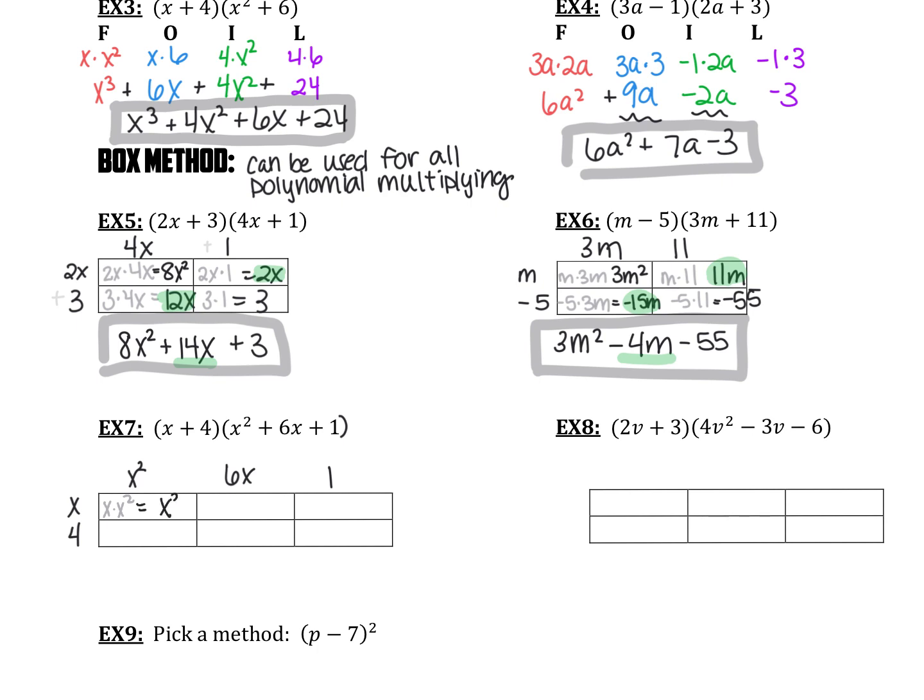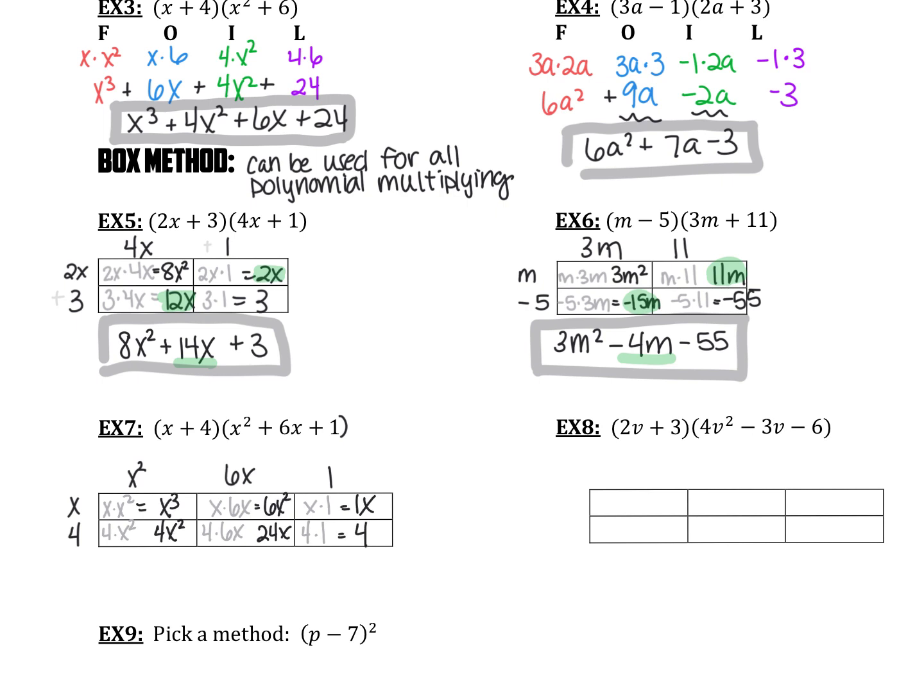So this gives me x cubed. I have x times 6x, which gives me 6x squared. I have x times 1, which gives me just x, or 1x. It doesn't really matter how you write it. 1x or x is fine. I have a 4 times the x squared, which gives me 4x squared. I have a 4 times a 6x, and 4 times 6x is 24x. And then finally, I have 4 times 1, which gives me 4.